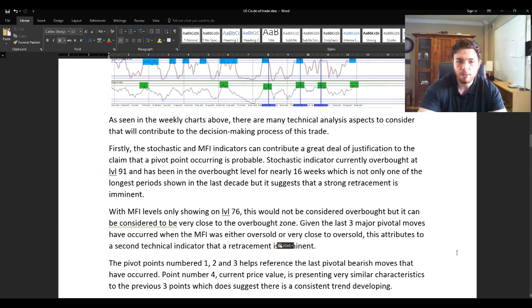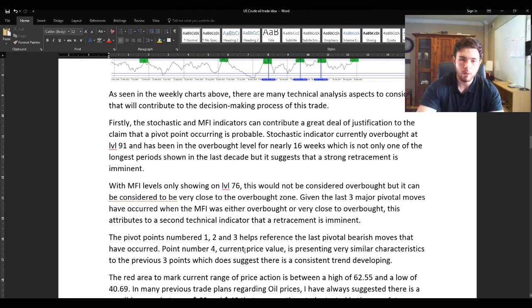The stochastic indicator is currently overbought at level 91 and has been overbought for nearly 16 weeks, which is not only one of the longest periods shown in the last decade, but it suggests a strong retracement is imminent. That is very important to identify: there has not been a time that the weekly charts have been this overbought in the stochastic, which obviously shows us that we're already approaching extreme levels of this pivot. So we're no longer in the comfort zone, we're in the make or break zone. And we'll justify that further going on.